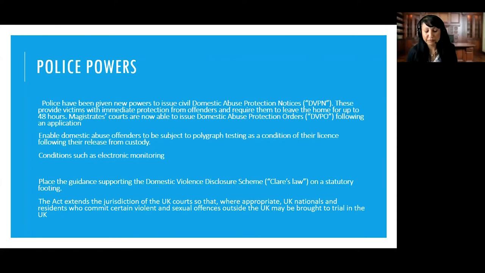and prevention of further abuse, in terms of requiring perpetrators, or making an order, to seek mental health provision or domestic abuse perpetrator programs, etc. Also, these notices and orders will now cover abuse that happens outside of the UK if it's a criminal offence here. And I'm going to come on to that in a second. It's a very interesting amendment to the law.